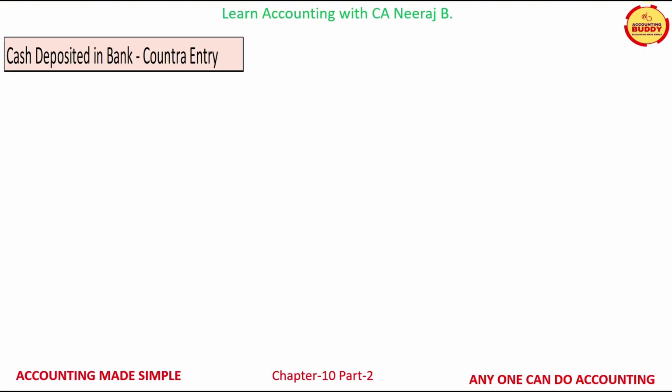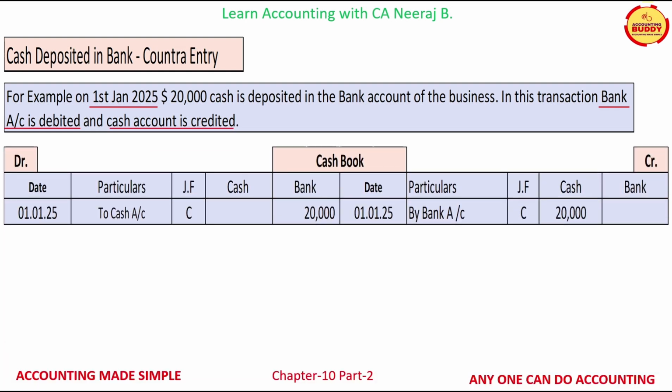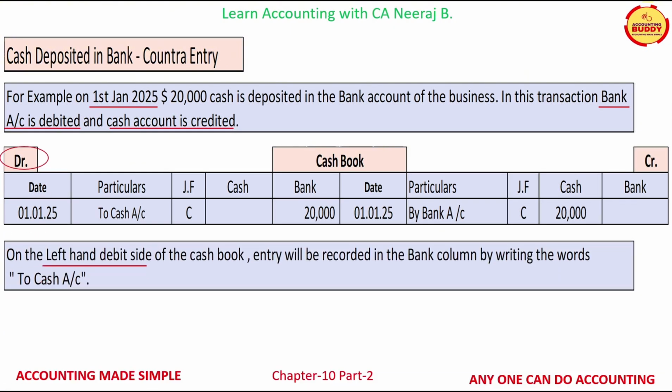In this slide, we will further strengthen our understanding of the contra entry for cash deposited in the bank. For example, on 1st of January 2025, $20,000 cash is deposited in the bank account of the business. In this transaction, bank account is debited and cash account is credited. The double column cash book will appear as displayed on your screen. On the left hand debit side of the cash book, entry will be recorded in the bank column for $20,000 on 1st of January 25 by writing the words to cash account.